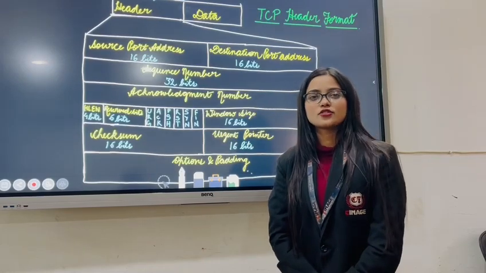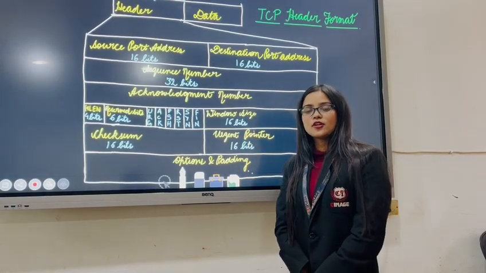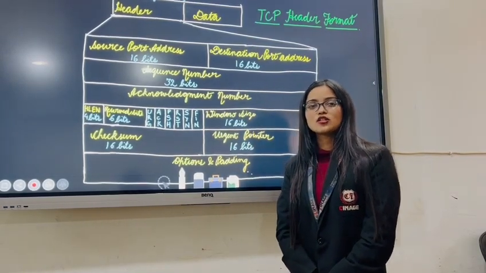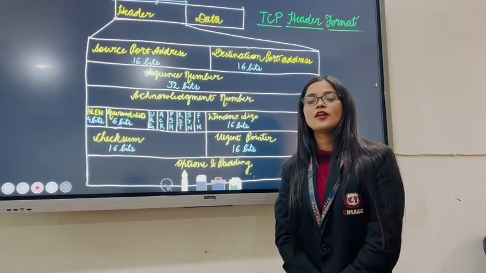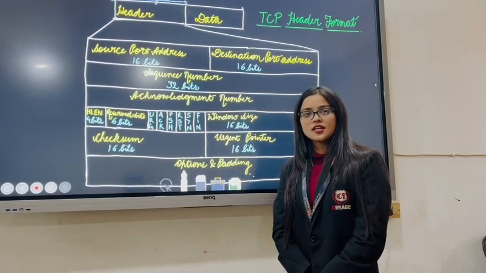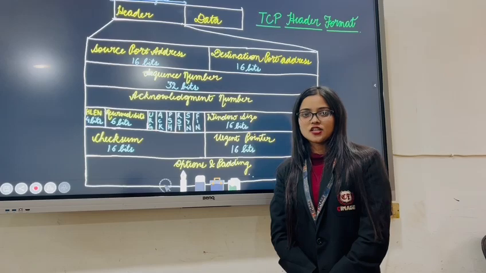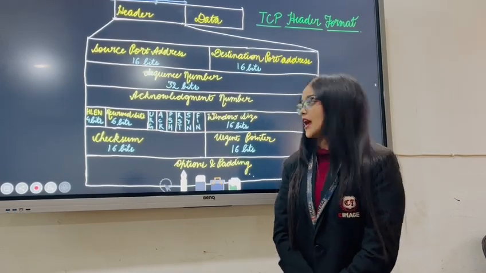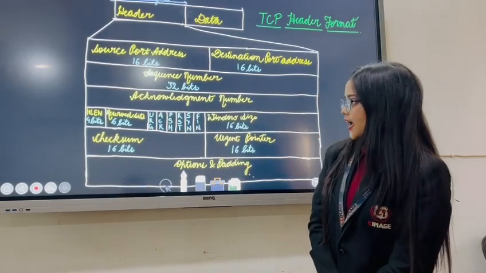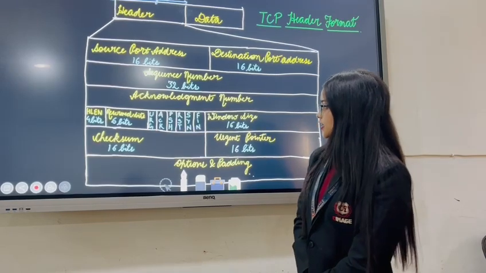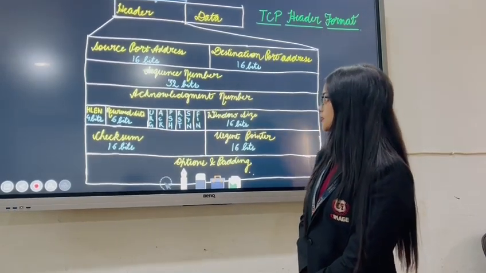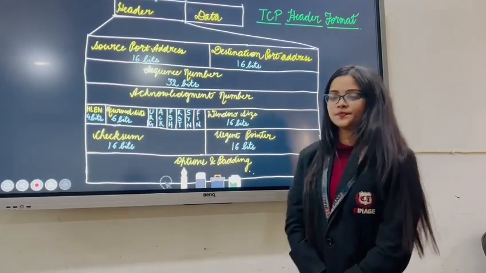And the next is control flag. There are 9 bits of flags. We can also call them control flags. They are used to establish a connection, send data and terminate a connection. There are 6 control bits or flags. First is urgent flag, next is acknowledgement flag, then push, then reset, then synchronize, and the next is finish.